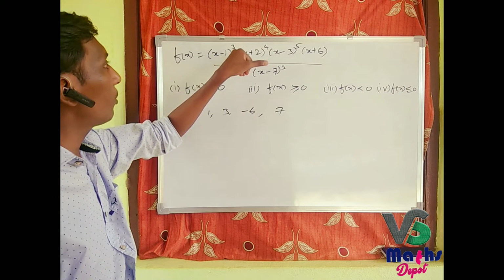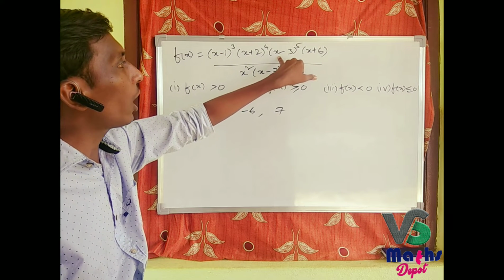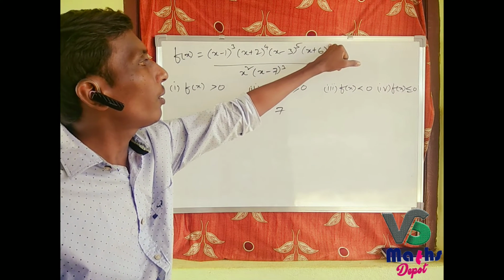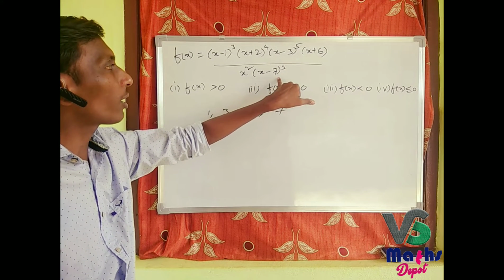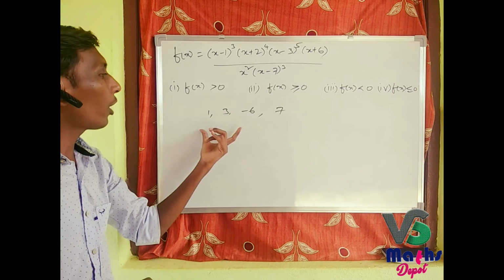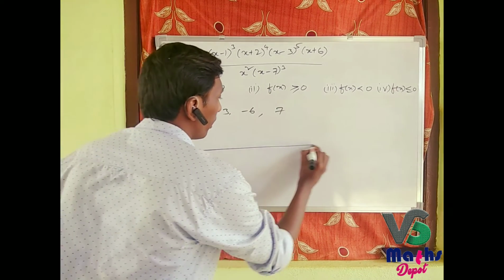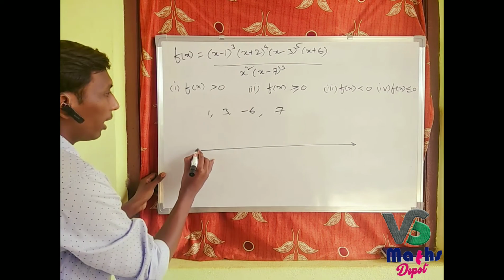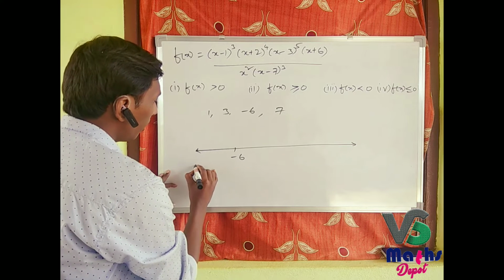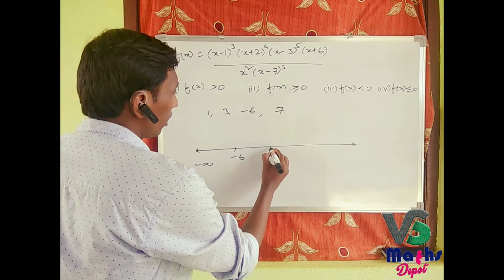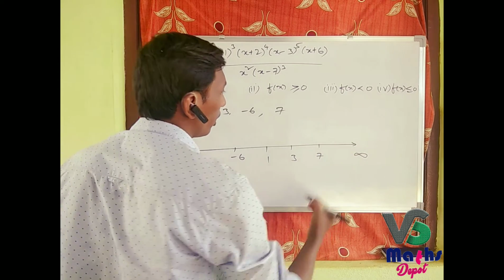Here 3 is an odd power, so x minus 1 is a factor we have to take. This is an odd power, so we take this factor also. Here 1 is also an odd number, so we take this factor also, and we take this factor because 3 is an odd number. So write all critical points 1, 3, minus 6, 7 on the number line. Minus 6 will be here after minus infinity, then 1 will be here, 3 here, 7 here, and infinity here.